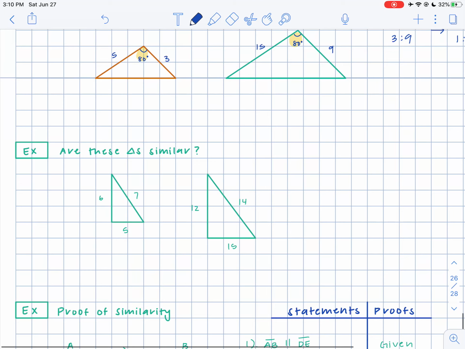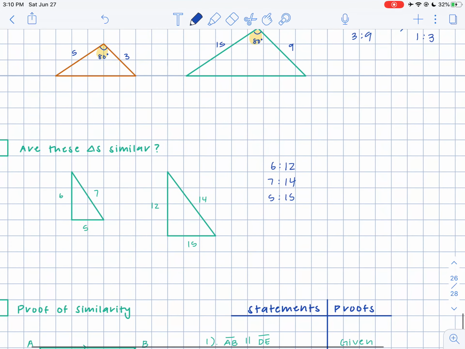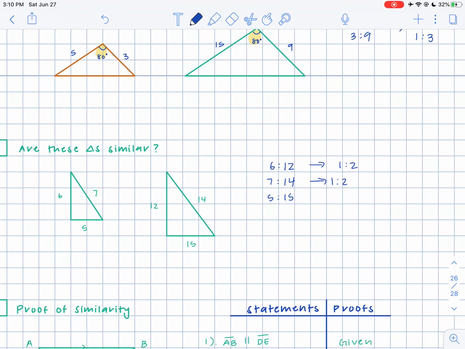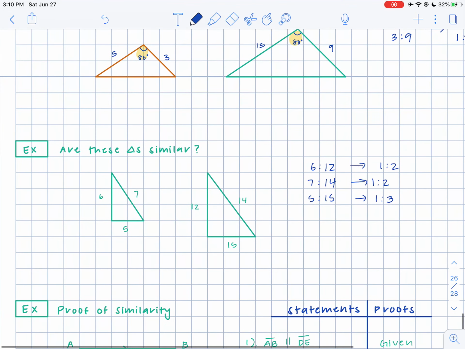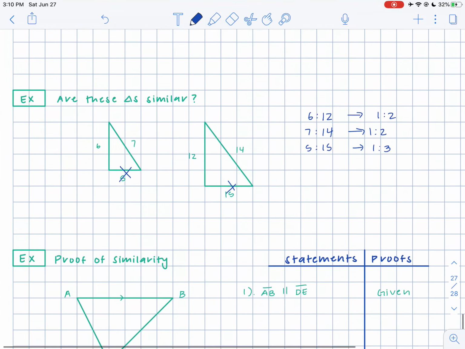Now let's look at an example. Are these two triangles similar? Well, we are given 3 sides, so you should automatically think side-side-side. And what does the SSS theorem state? It states that if the lengths of the 3 sides are proportional, then the triangles are similar. Let's check. 6 corresponds to 12, 7 corresponds to 14, 5 corresponds to 15. What does this simplify to? 1:2. What about this? 1:2. And what about this? This actually simplifies to 1:3. Since the ratios are not the same, they are not proportional. So these triangles are not similar.